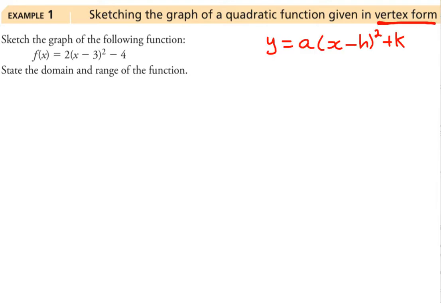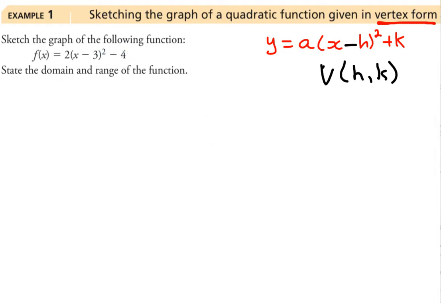So vertex form is y equals a times (x minus h) squared plus k. And when it's in that format, we know the vertex and we know whether it's concave up or down. So the vertex comes from the h and the k, and the k is whatever the number is at the back, and the h is the opposite of whatever's here. So if it's minus h, then the h is there. So if it's minus 3, a 3 goes here. If it's plus 3, then a negative 3 goes here.